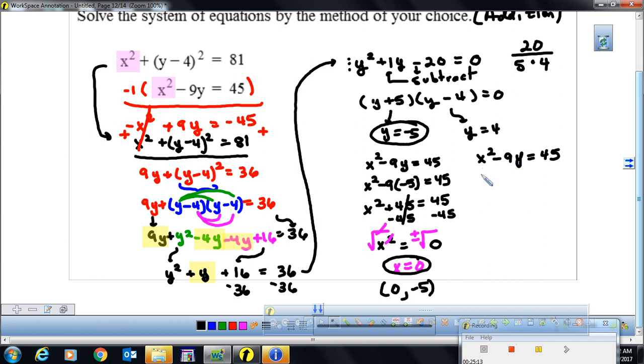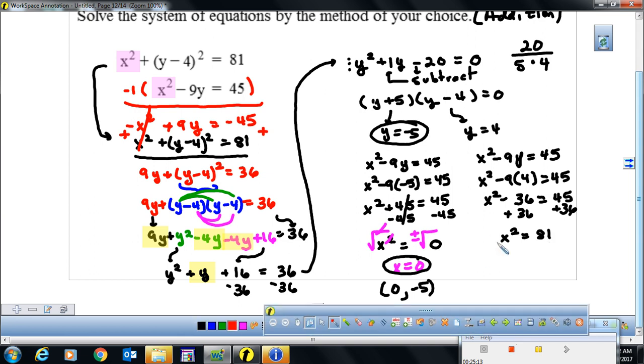And to find the other one, we're going to replace the y with the 4 right here. So x squared minus 9 times 4 equals 45. So we get x squared minus 36 equals 45. We add the 36 over to the other side. So we get x squared equals 81. And then as usual, we take the square root on both sides, and we add a plus or a minus. The square root of 81 is x equals positive 9 or x equals negative 9. So for that we get 2 points of intersection.